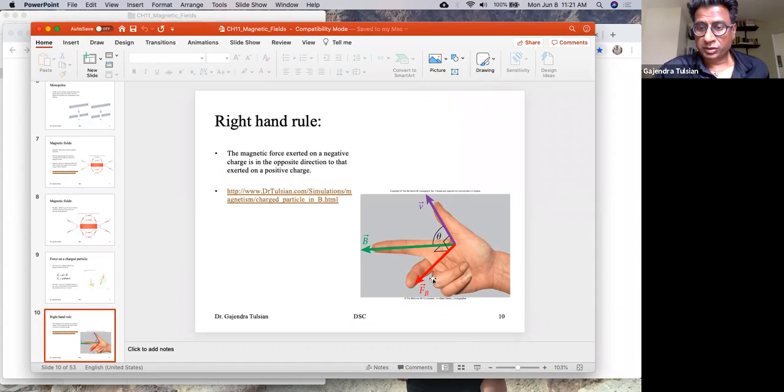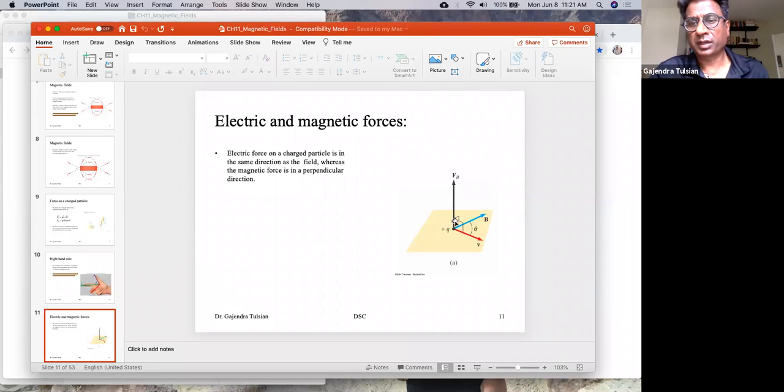Okay, so again, the right-hand rule gives you the direction of the force. There is the velocity vector, there's the magnetic field vector, and the force is perpendicular to the plane containing these two vectors.